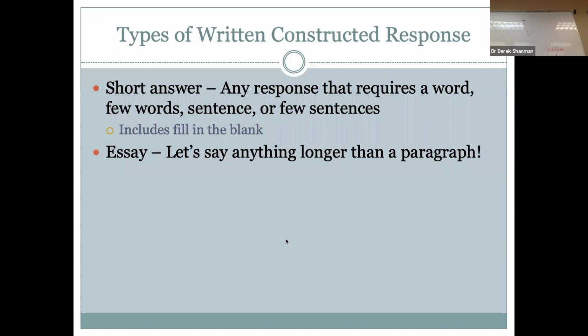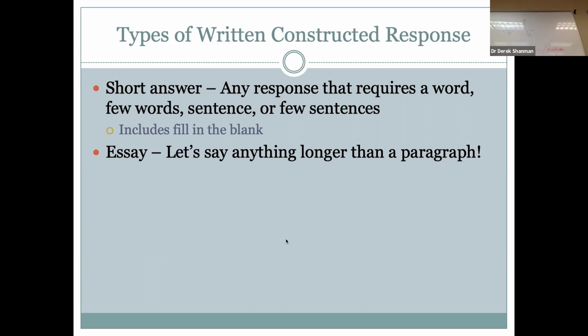Has anyone tried to read an essay that doesn't have paragraph indents? It's like the most annoying thing in the world. It's like, where do my ideas start and stop, right? That doesn't have anything to do with content, right? All the same content can be there. It's just organization. And when you're grading an essay with multiple paragraphs, you start caring about that stuff.